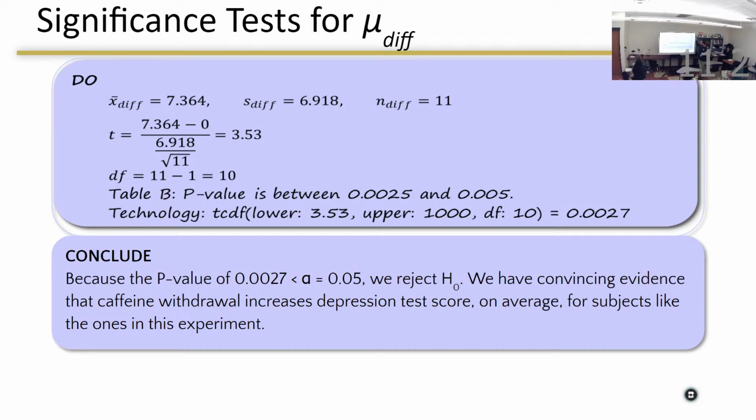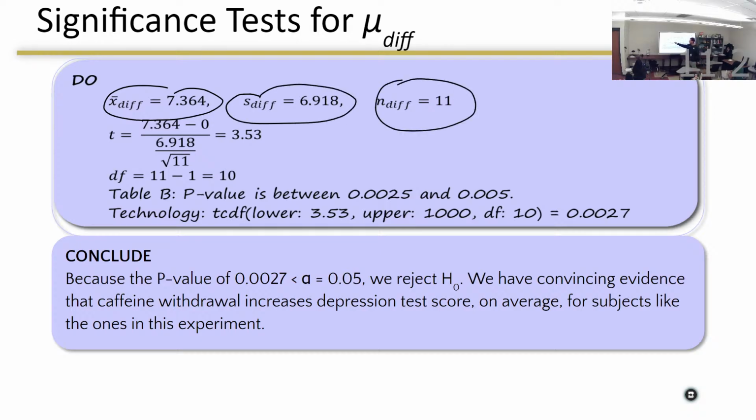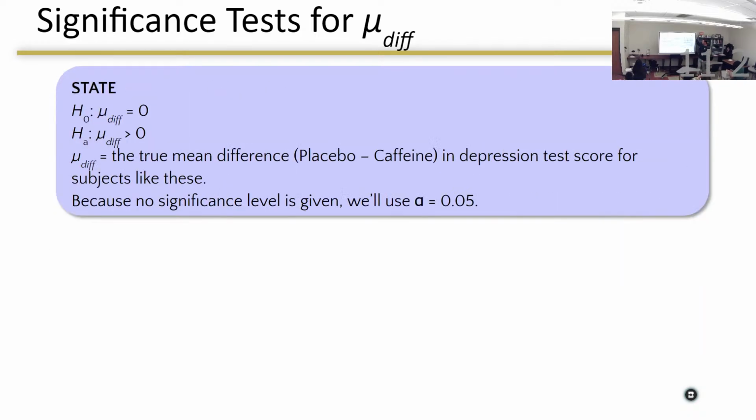You guys can come back to it. Here's x bar sub D, here's s sub D, and here's n. There's DF. There's the p-value, right here. P's low, the Ho's got to go. We're going to reject this. There is enough evidence to suggest the true mean difference is greater than 0.